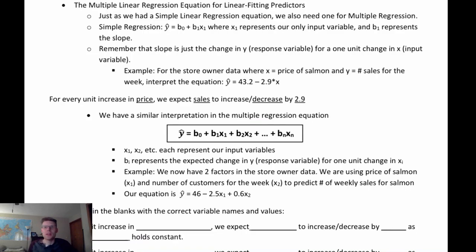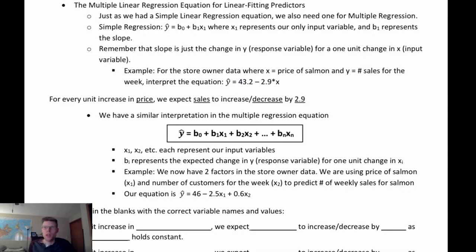And so here's an example that we interpreted before, or something close to it, that if y is sales for a particular week, and x is the price of salmon at this particular store, and this is the relationship, then we see that for every 1 unit increase in price, we see on average 2.9 fewer sales that week in salmon.